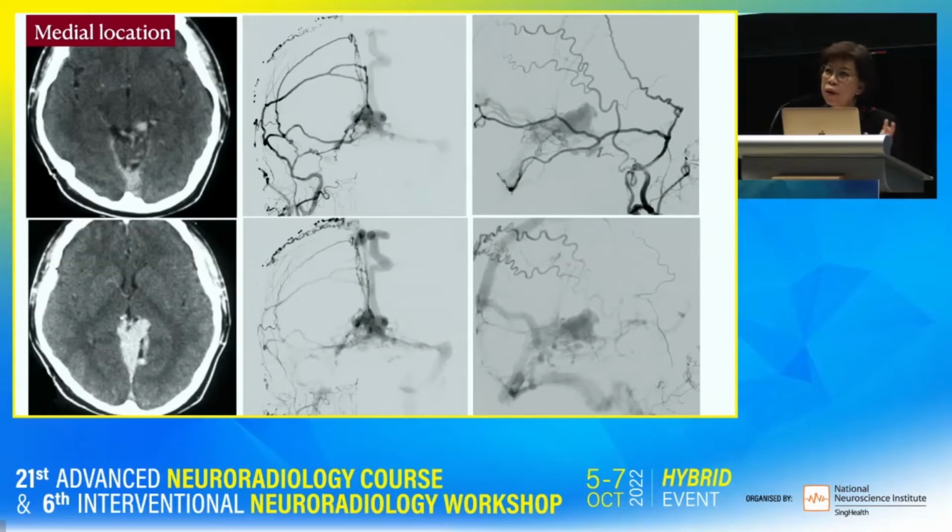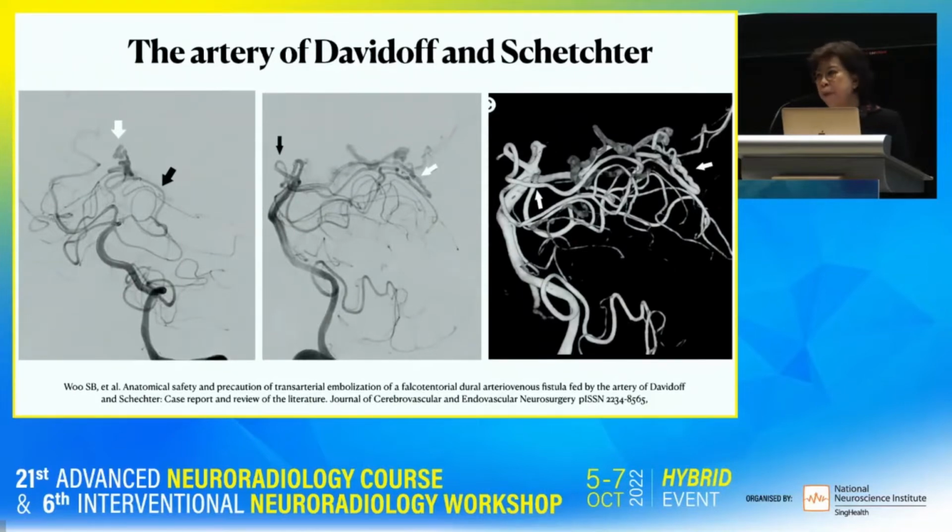And the middle location, I think this is the most common of this area. It can occur, as I mentioned before, around the straight sinus, torcular, or even just close to the vein of Galen in this area. And thank you, Professor, for talking about the artery of Davidoff and Schichter.